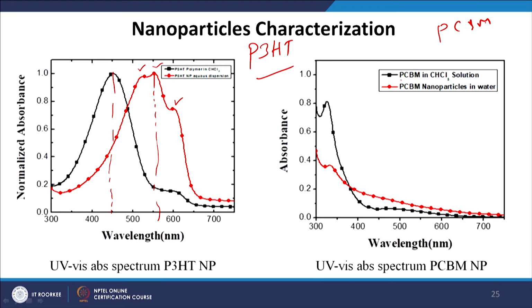And if we take even a small molecule like PCBM, we observe a similar trend. This is the PCBM small molecule absorption spectrum in chloroform, and the red curve is the nanoparticle dispersion in water. So you see that the peak shift happened in the case of the nanoparticle.